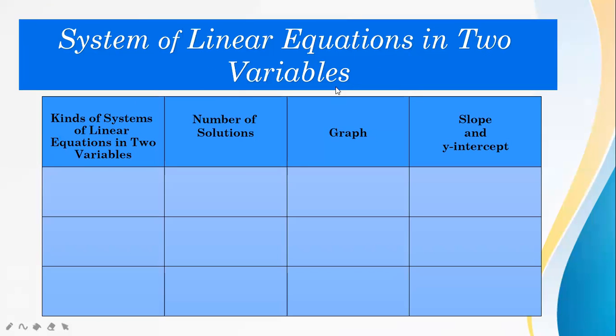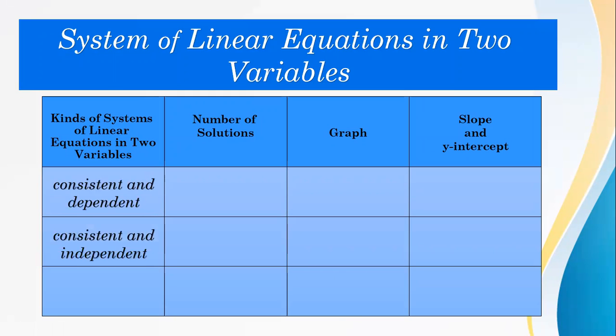System of linear equations, two variables. So let us summarize the three kinds of systems of linear equations in two variables. So these are the consistent and dependent, and we have consistent and independent. So both of them are consistent, but one is dependent and the other is independent. When we say consistent, they have a solution. One has only one solution, but the other has many solutions. Then we have the third one, the inconsistent system.